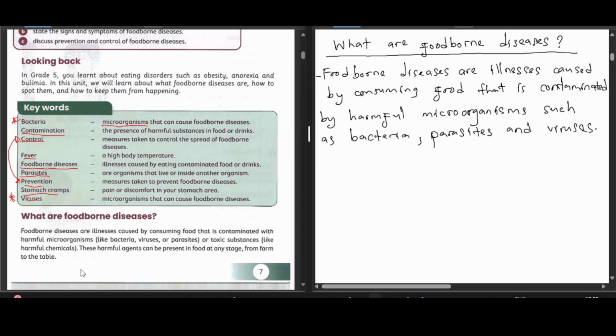So these harmful agents can be present in food at any stage, from the farm to the table. Our responsibility is with the food which we have on our table, but we can have bacteria in the food even from the farm. That is why we are told to buy food that is tested. If you can buy vegetables and other foods from shops which are regulated by the government, it is to our advantage.